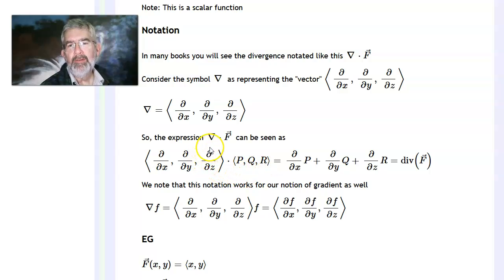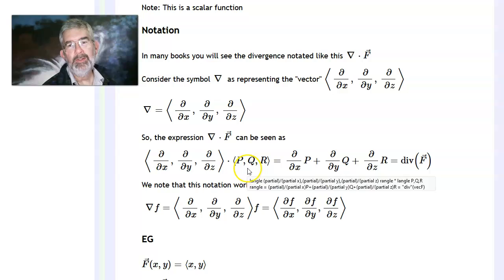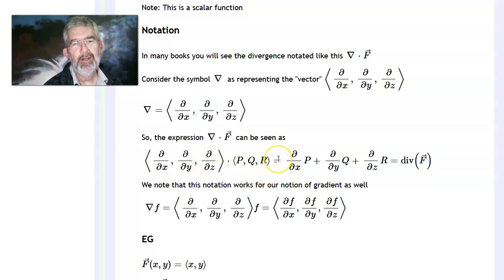And so the expression of del dotted with F can be seen this way. Del is this vector, F is this vector, P, Q, R, and when you dot the two vectors together, you multiply the first components together, you multiply the second components together, you multiply the third components together, and you add them up, right? So you'd get the partial with respect to x times, and again, I'm going to quote that because it's not really times, it's partial with respect to x of P, and the partial with respect to y of Q, and the partial with respect to z of R, and add the results. That's exactly what the divergence is.